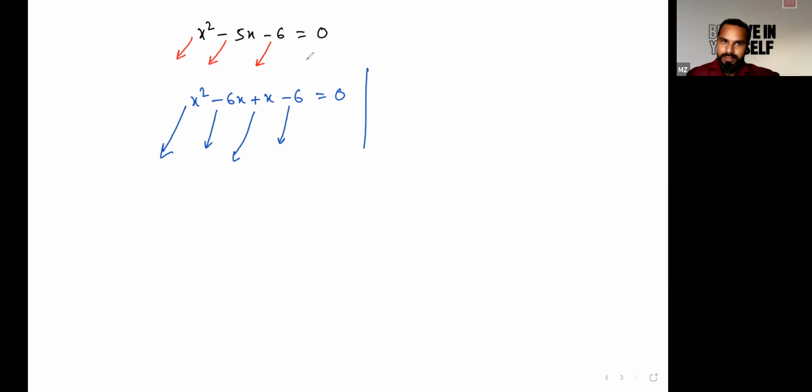If you are breaking this term as x square minus 2x minus 3x minus 6 is equal to 0, just see how many negative terms there are. Muhammad Umar, just count.